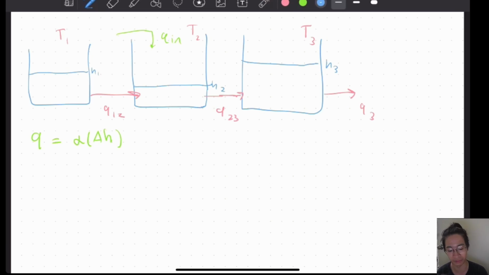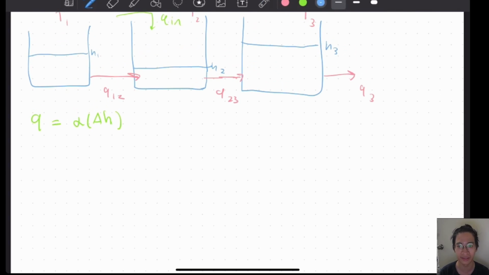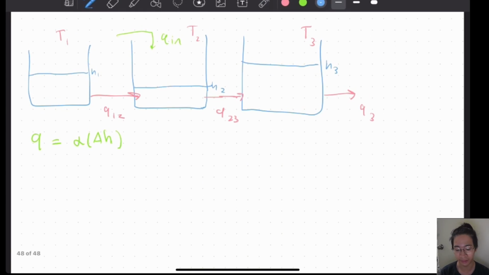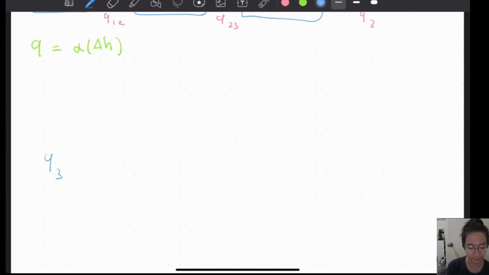Before we start thinking about differential equations, let's think about how we can define our flow rates using this equation. Why don't we start with the easiest one first? That's what I like to do. The easiest one is Q3, because Q3 is only dependent upon the height of the third tank. So therefore, we can say that Q3 equals the proportionality constant multiplied by H3 raised to the 1/2 power.